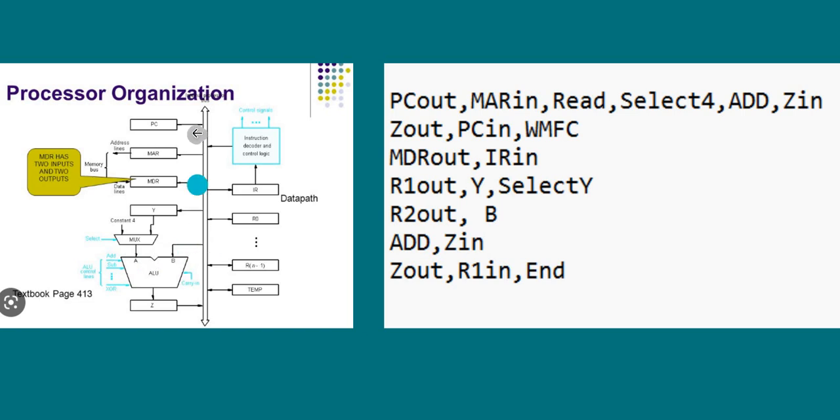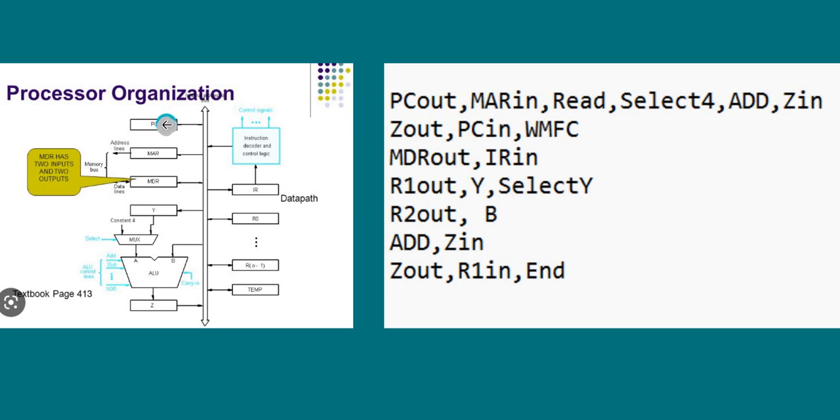Now here in B, we will again transfer the contents of the program counter register. Now the inputs of the ALU are the constant 4 which is stored in A, and in B we have stored the initial content of the program counter register. Now we will ask the ALU to add them and the answer will be stored in Z. Now from here we will take it out, Z out, and store it in PC in, and then we will wait for the memory function completion signal.